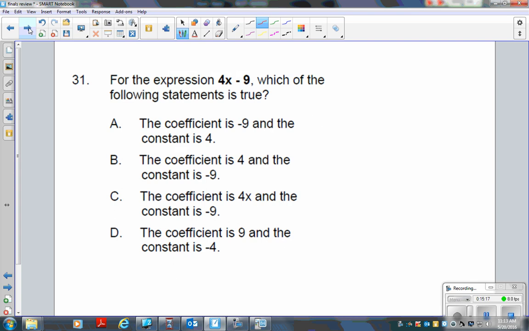All right, we have 4x minus 9. Now this is called the coefficient. And this number right here by itself is called the constant. The constant is constantly alone. The coefficient is right next to somebody, like a co-pilot, right next to the letter x. So the coefficient is 4, and the constant is negative 9.